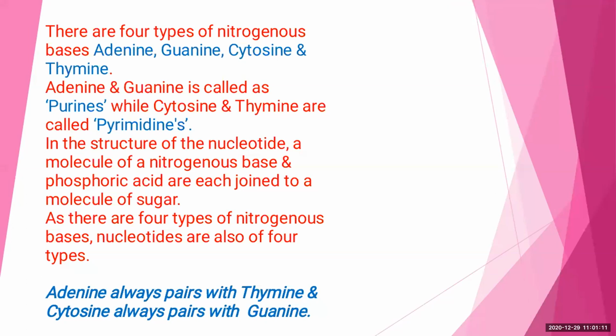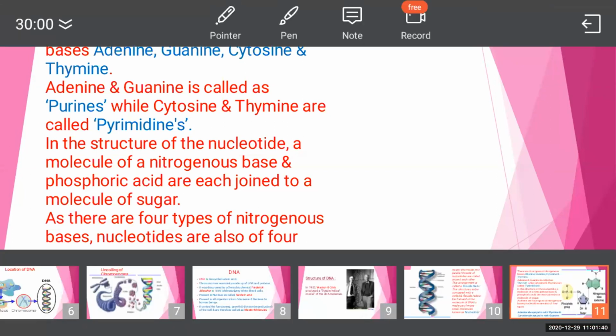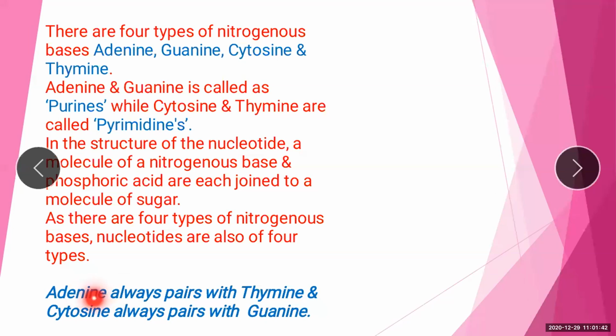So, in the structure of the nucleotide, what all things are present? A nitrogenous base is there, phosphoric acid is there, and the molecule of sugar is there. So the molecule of sugar and phosphoric acid forms the backbone and it is combined with the nitrogenous base, right? So in this way, the structure is there. And here it is written, you can see down. Adenine always pairs with thymine and cytosine always pairs with guanine.